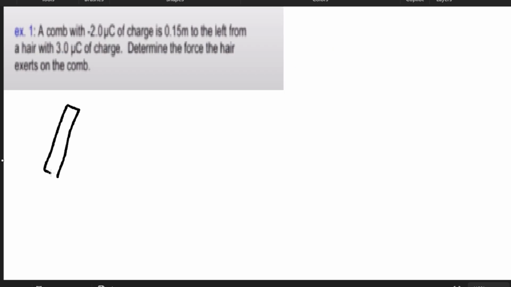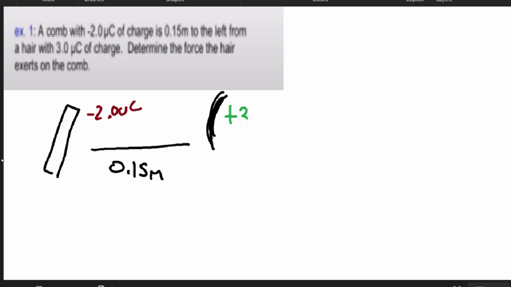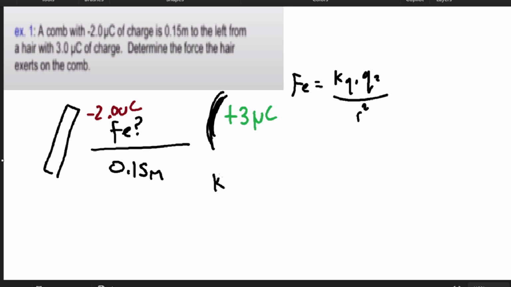So a comb with negative 2.0 microcoulombs of charge is 0.15 meters to the left from a hair with positive 3 microcoulombs of charge. And now we're looking for Fe. So we know that electrostatic force is equal to K Q1 Q2 over r squared. So let's just plug in our values.